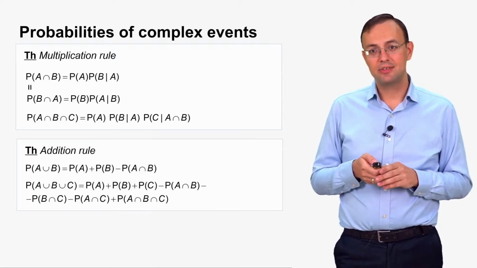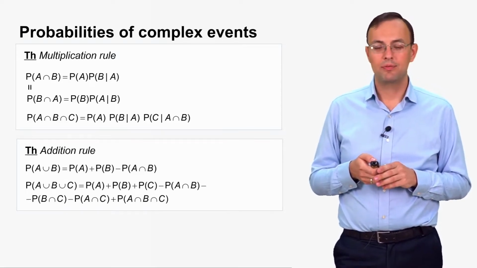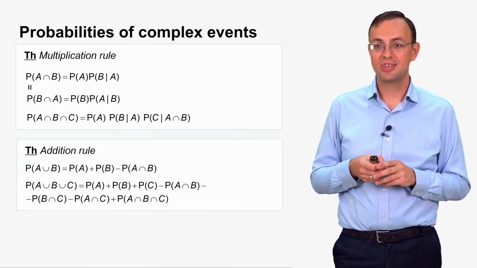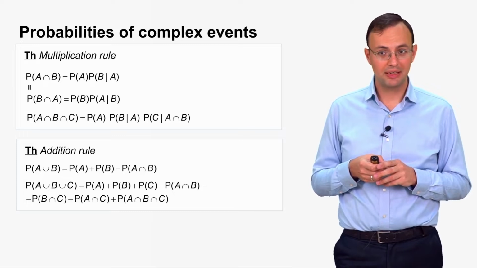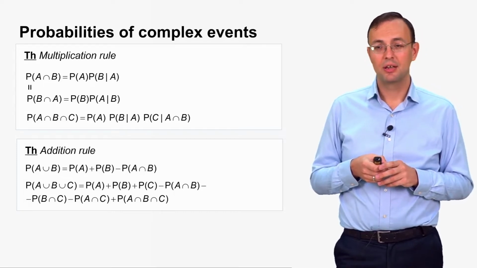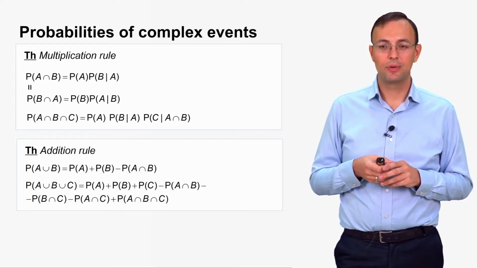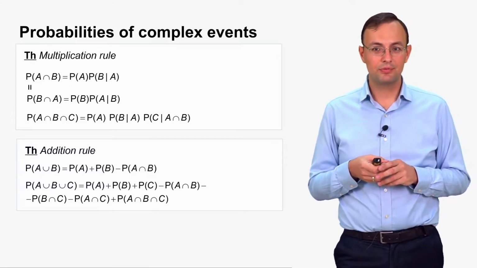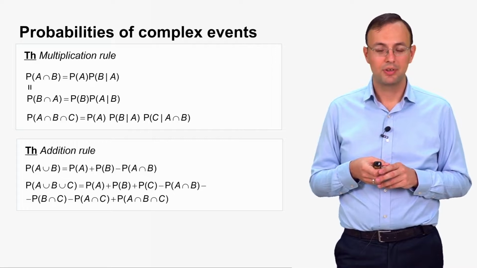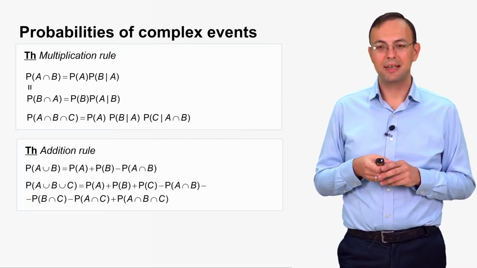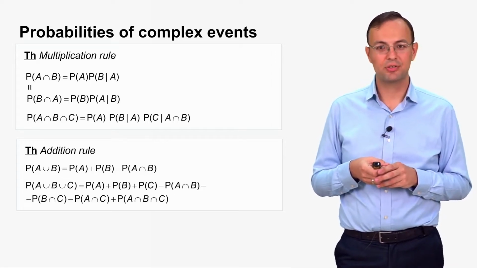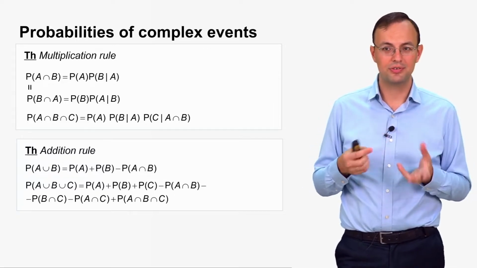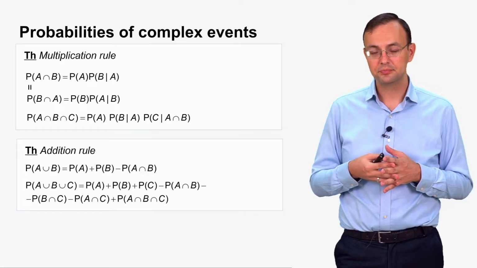For three events, we have P of A union B union C is equal to sum of their single probabilities minus probabilities of double intersection plus probability of the triple intersection. So this can be explained with the same diagram. So if you draw a diagram with three intersected circles, you will see that this is true.